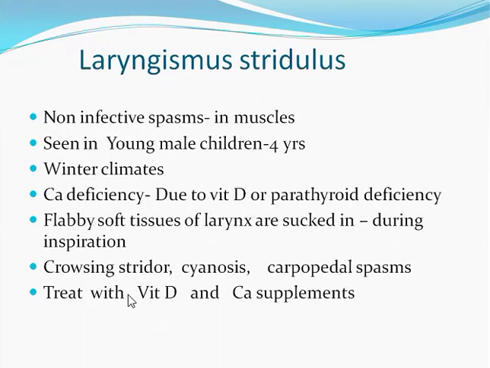There is one condition called laryngismus frigidus. It is a non-infective spasm produced in the muscles of the larynx. The voice will change. It is seen in young male children around 4 years of age, particularly in cold, winter climates. It is due to calcium deficiency, which occurs due to vitamin D or parathyroid deficiency. In this condition, the flabby soft tissues of the larynx are sucked in during inspiration, and this produces a crowing stridor and cyanosis. Carpopedal spasms might also be observed in some cases.